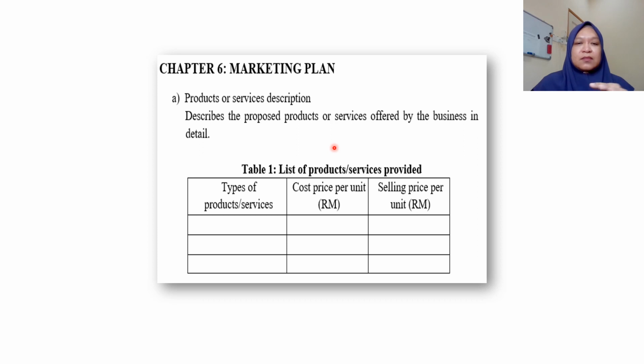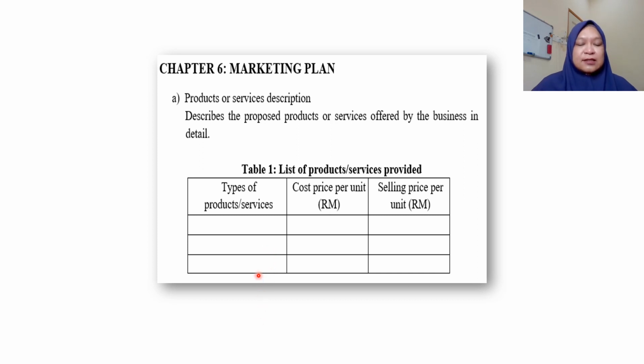After you have described your product or services in writing, you will draw this table. Table 1, list of products or services provided. So just copy this table. It has 3 columns. Types of product: here you will list all the products or services that you offer. If you sell 5 products, you have to list all 5.